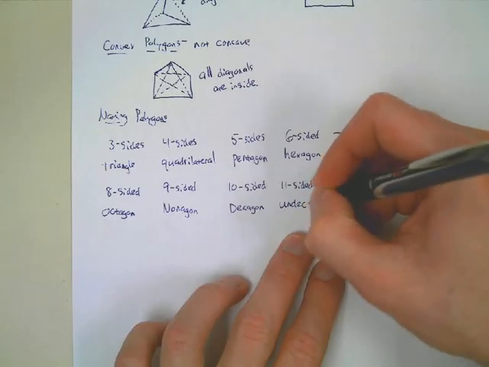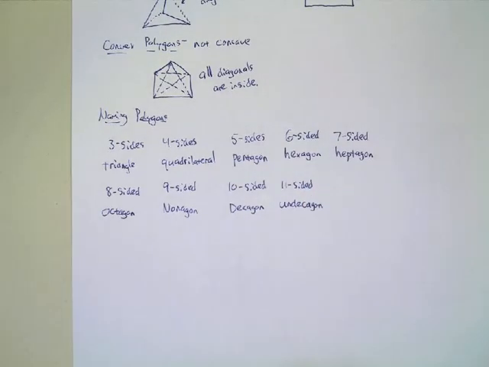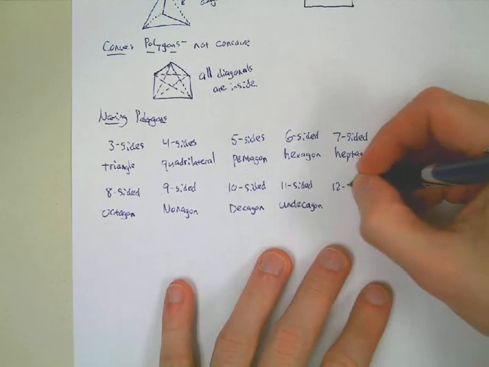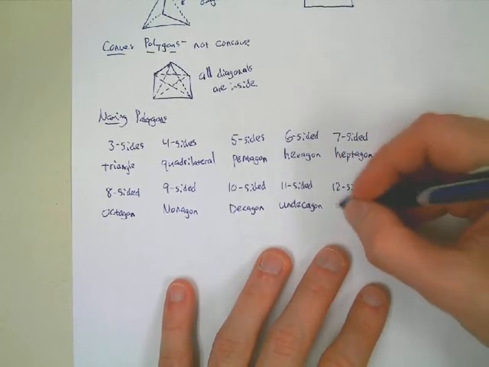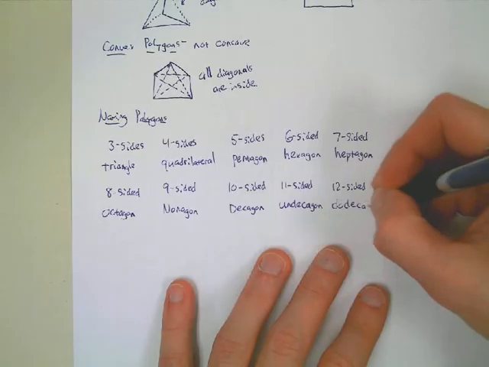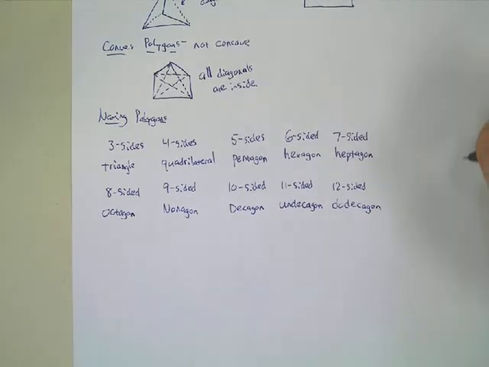Undecagon? And then 12-sided, I know. For some reason I know 12, but I'm not as sure about the 11. But the 12-sided is the dodecagon. Okay? And then really anything higher than that, it's just too ridiculous at this point.